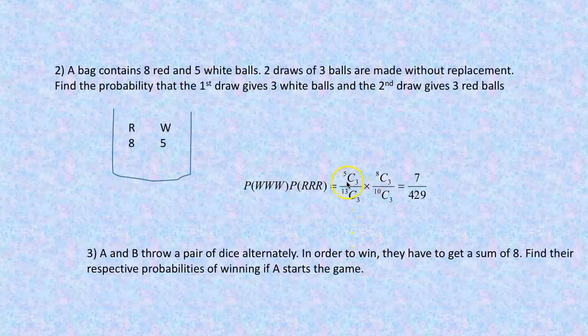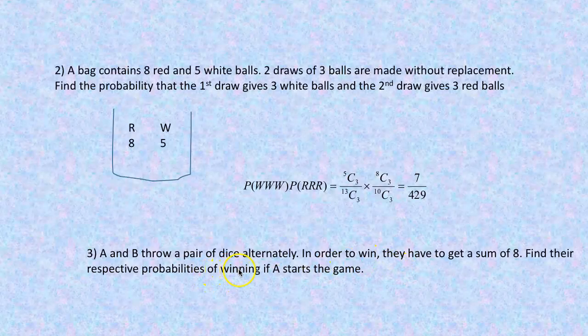We are choosing 3 white out of 5 white, and 3 total out of 13 total. Now since they are made without replacement, we have totally 10 balls left. So the number of red balls remains 8. So probability of red, red, red would be 8C3 by 10C3. So your answer would be 7 by 429.